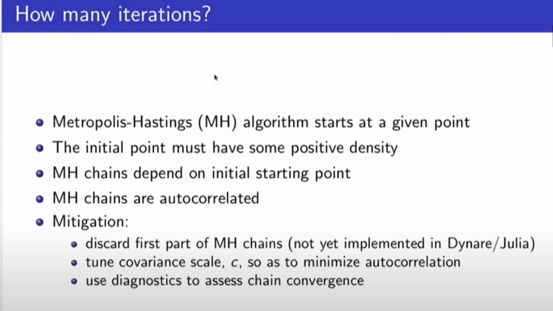Of course, the initial point must have some positive density, and as we just discussed, the chain depends on the initial starting point. Another thing we know, mostly because of the random walk part of the chain, is that the chain is going to be autocorrelated. This means there is a dependence between the next point and the previous point in the iteration. Because the chain is autocorrelated, we are going to visit the posterior distribution much slower than if we could simply take random points equally distributed under the support of the distribution.